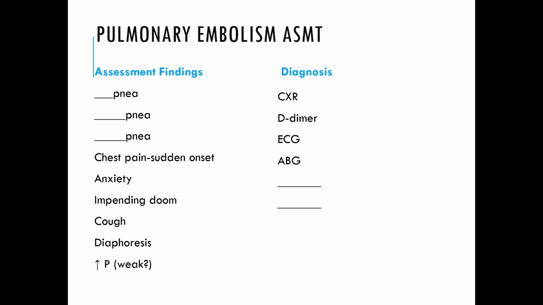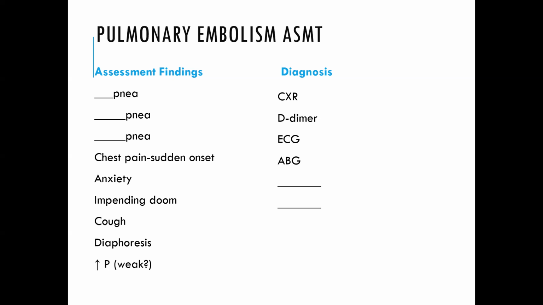Client comes in, they can't breathe. All of a sudden, they got chest pain, they can't breathe. So they're going to do a chest x-ray, make sure they don't have a pneumothorax. They may draw a D-dimer. It's not really going to tell you a whole lot. They're going to do an ECG, make sure they're not having a heart attack. They may draw an ABG just to rule things out.